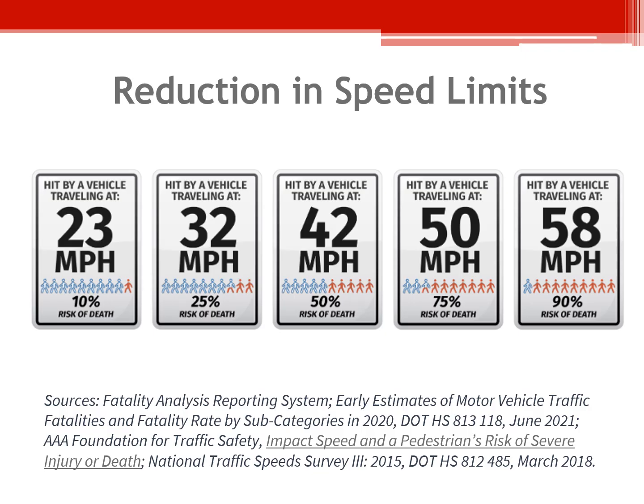You can see that when the vehicle's speed reaches 42 miles per hour, the pedestrian's risk of death is now 50%. And by the time you have a vehicle going 58 miles per hour, if a pedestrian is struck, the risk of death goes up to 90%.